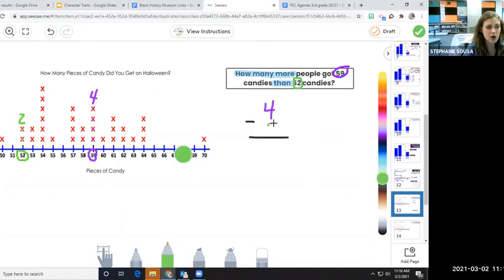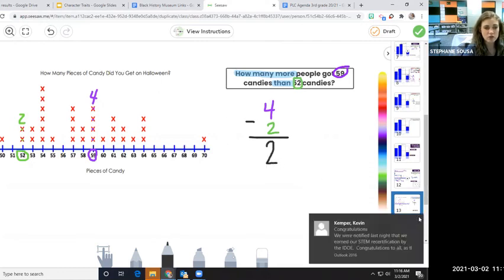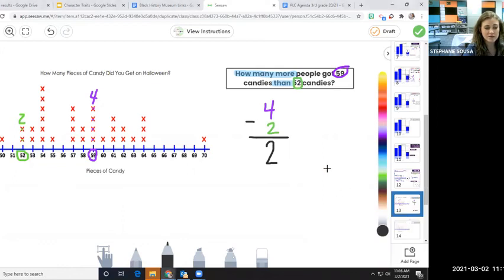I'm focusing on, can you find the data and answer it, okay? So we're going to compare the 4 X's to the 2 X's. 4 minus 2 is, of course, 2, but it's not 2 purple unicorns flying through space. It's 2 more people got 59 candies than 52.